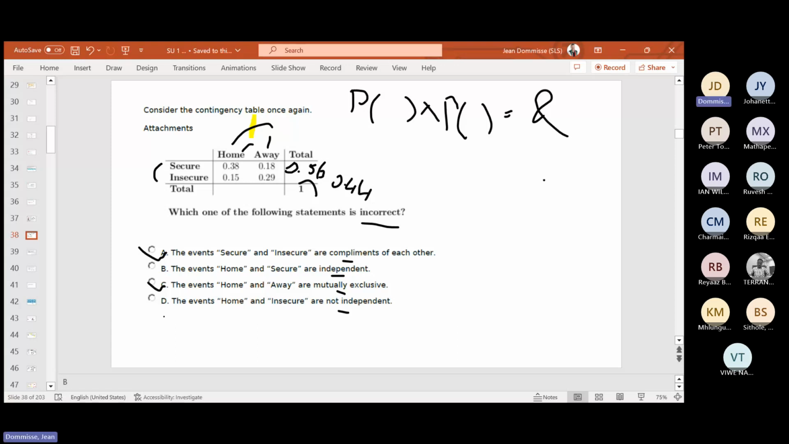So let's look at home and secure. Probability of home, what was that? 0.53. Between home and secure, 0.53 times 0.56. And if home and secure is 0.38, we know the two are independent.